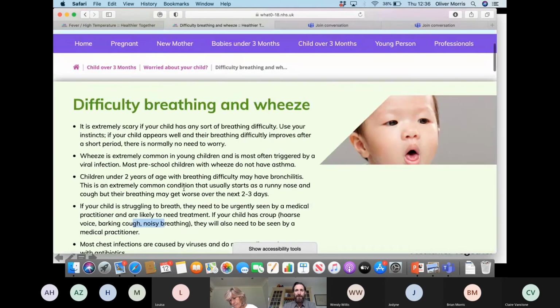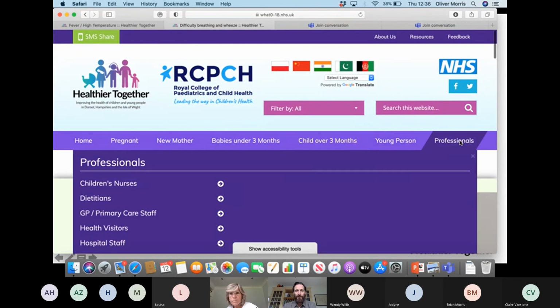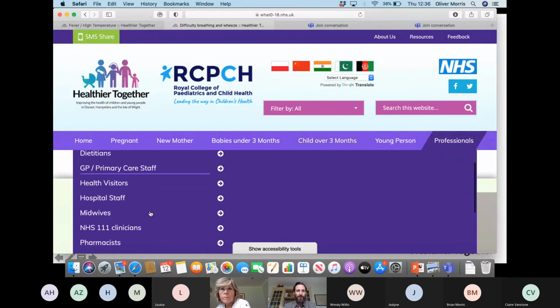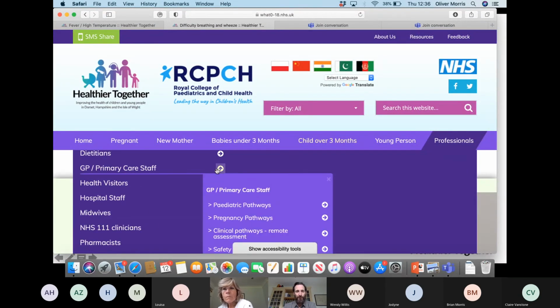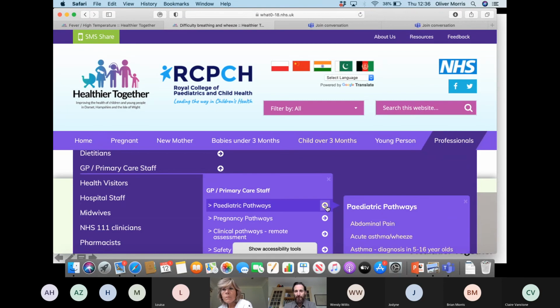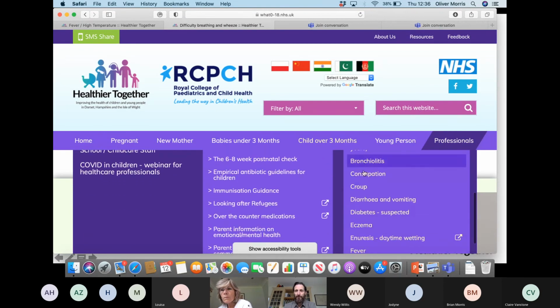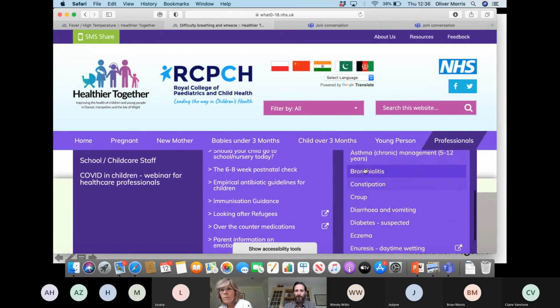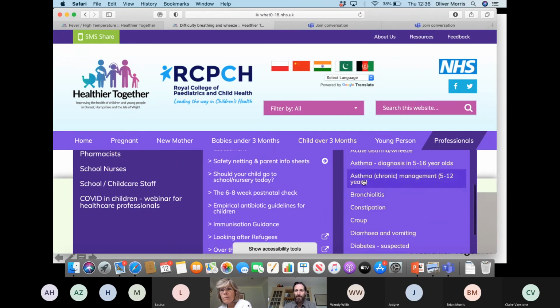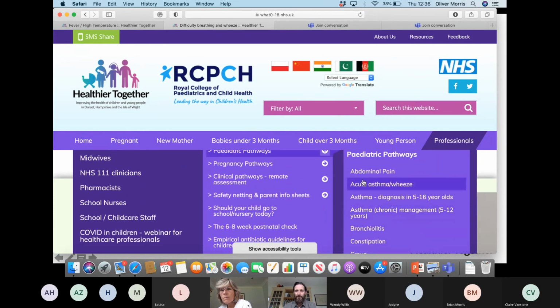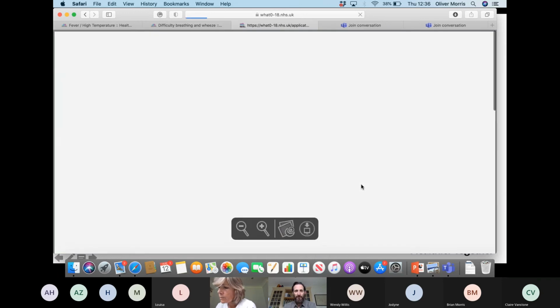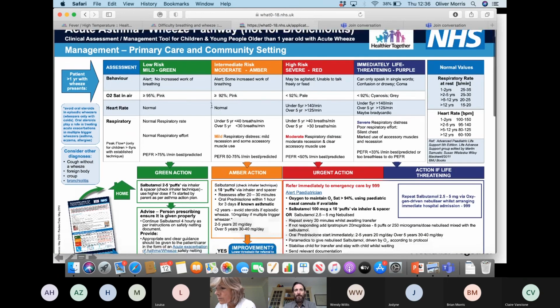Okay. Again, as the professional side, you can look at the same things here. Just to have a little different one, there are the primary care staff paediatric pathways, which would be for a face-to-face assessment. If you know you're dealing with bronchiolitis, it's going to be slightly different. If you know you're dealing with wheeze, it's a different one. You can pick up any one of these pathways and they'll give you some saturation levels and pulse rates and things like that to help guide your decision making.